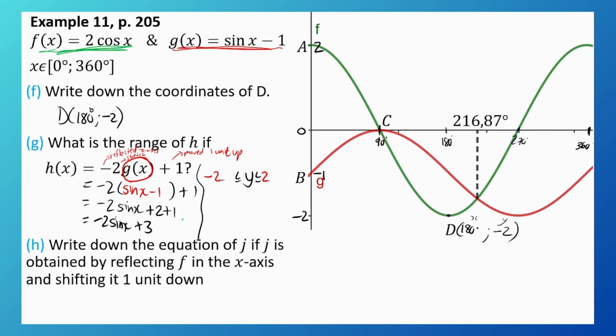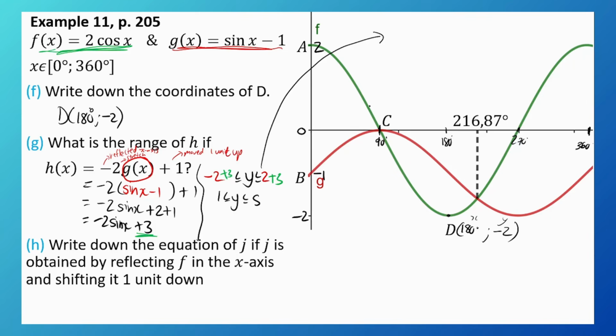But then the graph also moved up 3 units. So then you just add 3 also, and then we'll get our smallest value is 1, and our biggest value is 5, which does add up. If you look at this distance, it's 4, meaning our amplitude would be 2, which does add up with what we have here.